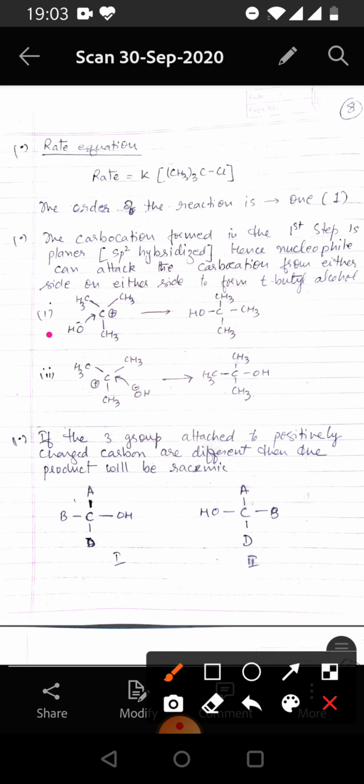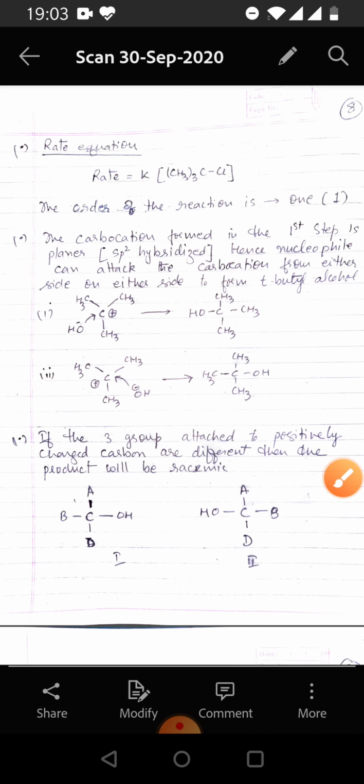So, we see that in this reaction, the nucleophile is attacking from the left hand side, forming this compound. In the second, the nucleophile is attacking from the right side, forming this compound. Thus, we can say that by the SN1 reaction, a racemic mixture may be formed when all the three groups are different. For example, in this we see that they are mirror images of each other, and thus 1 and 2 are a racemic mixture.